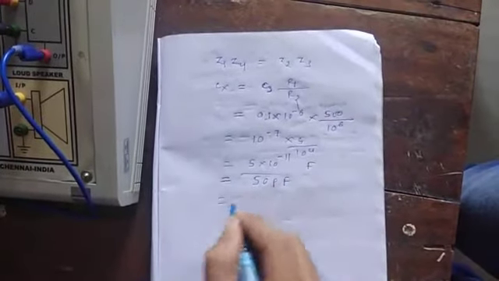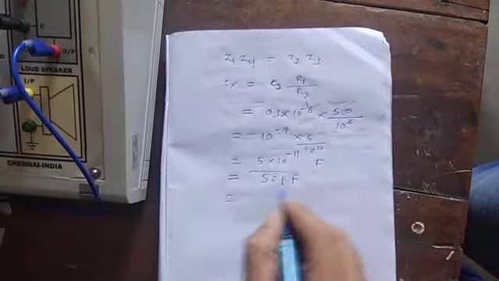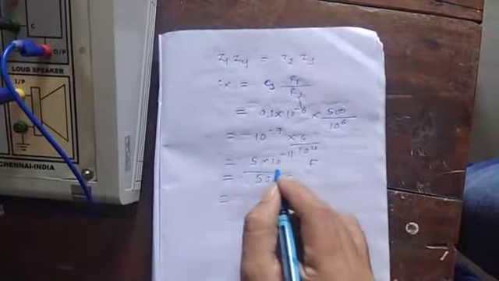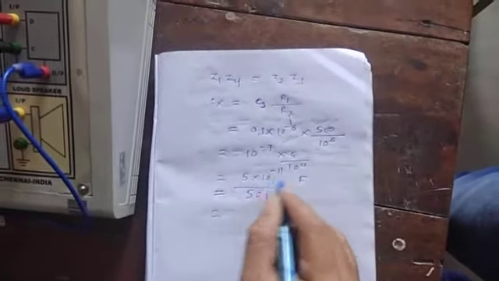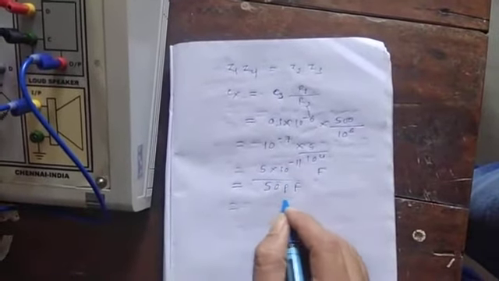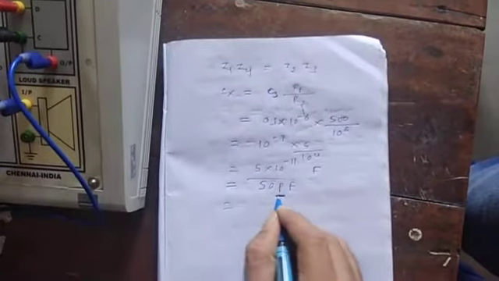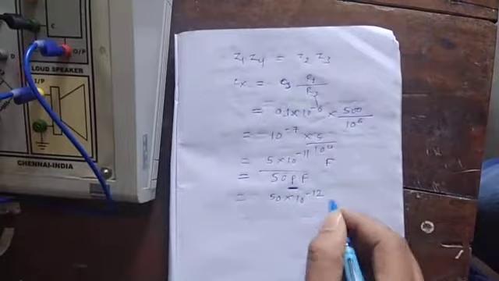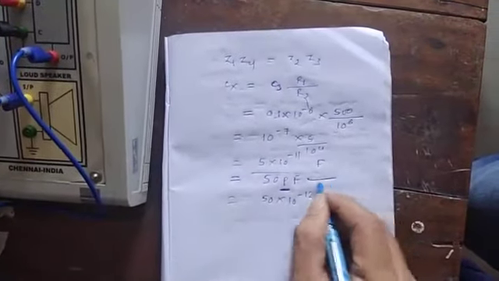Pico means 10 to the power minus 12. So here I am multiplying by 10 and dividing by 10. So 5 by 10, multiplying the 5 by 10 and dividing here by 10. That means this is 10 to the power minus 12. Why am I writing 10 to the minus 12? Because we know 10 to the power minus 12 is pico. So this is 50 into 10 to the power minus 12 farad, or 50 picofarad.